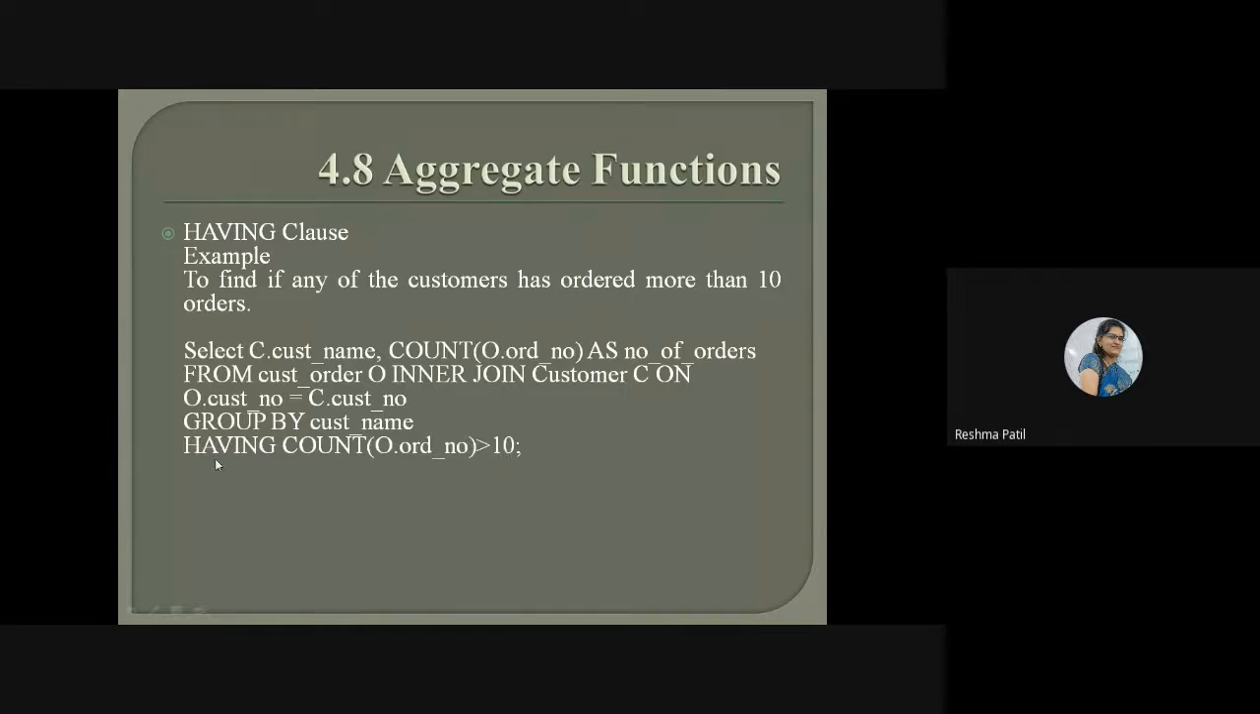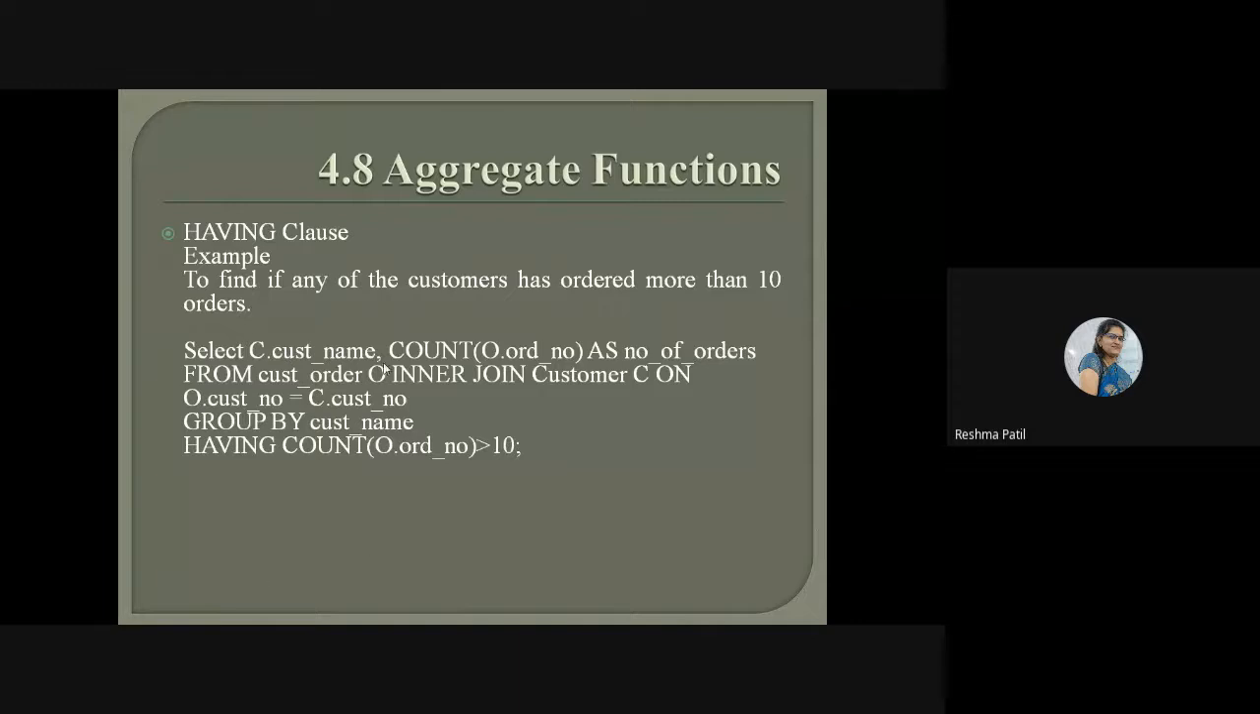Instead of WHERE we are using HAVING here, because the result of this is an aggregate function. And we cannot use WHERE COUNT of order number is greater than 10. We cannot use an aggregate function with the WHERE clause. So instead of the WHERE clause, we can use the HAVING clause with the aggregate function.